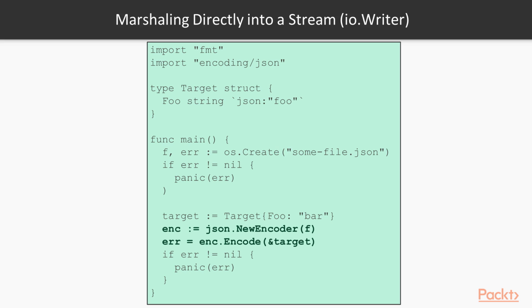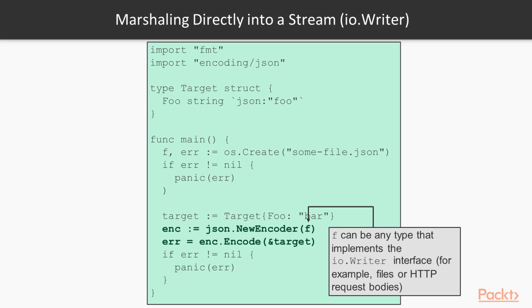Encoding JSON into an I/O writer works similar. Create a new encoder using the newEncoder function, and that function takes an I/O writer as a parameter, which in this case is a file, but again, can actually be pretty much anything, like for example also an HTTP response body. Then on that encoder, call the encode method to write the JSON data into that writer.